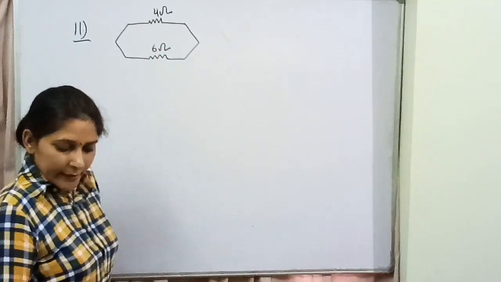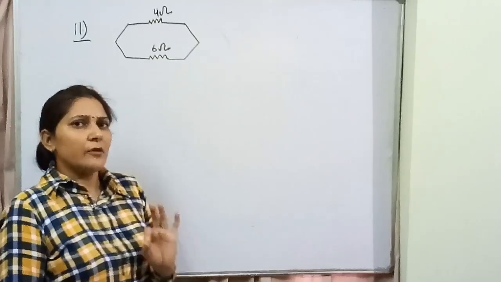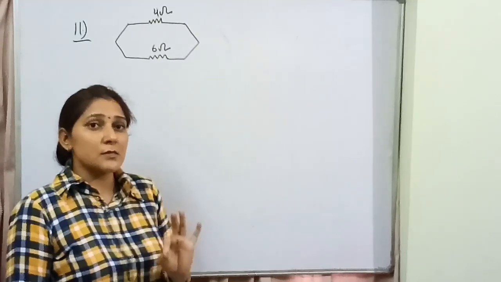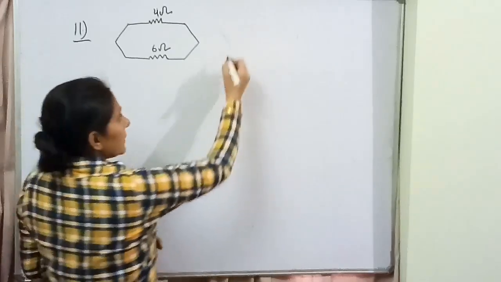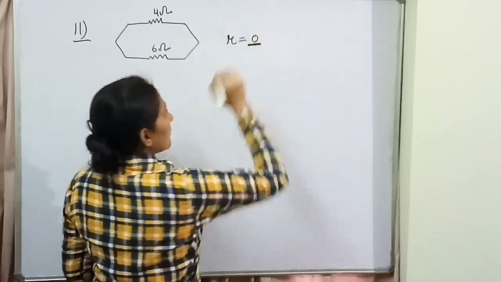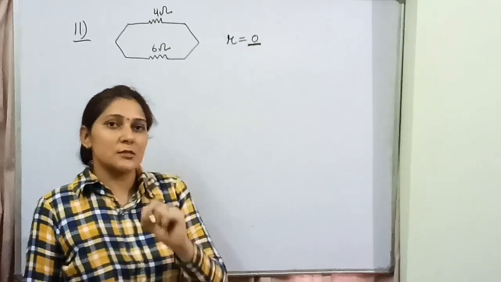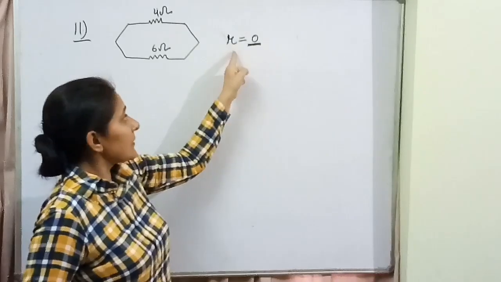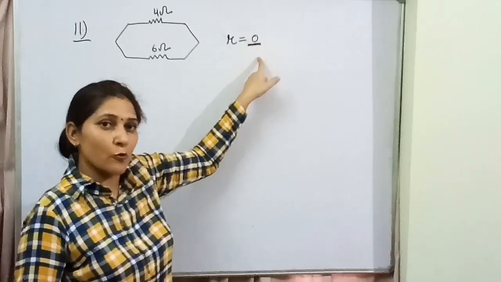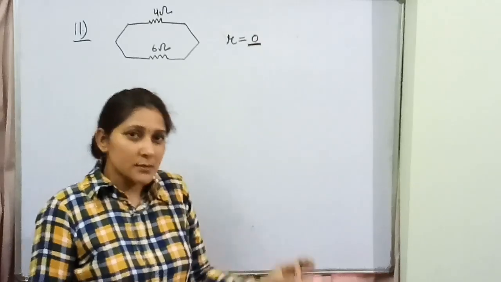The combination is connected across a 6 volt battery of negligible resistance. Whenever they say negligible resistance of battery, that means internal resistance small r is 0. Please make sure. If the question says negligible resistance of battery, it means internal resistance is 0, small r is 0, not capital R. Internal resistance of battery is 0.